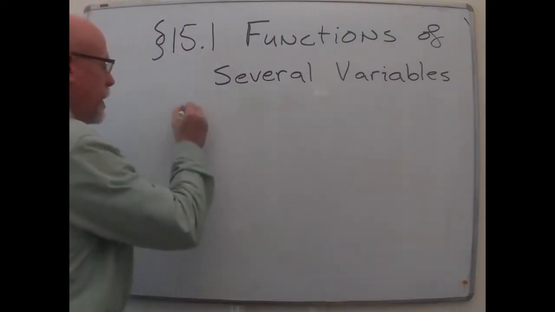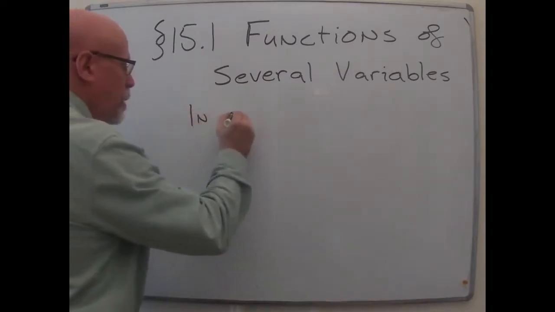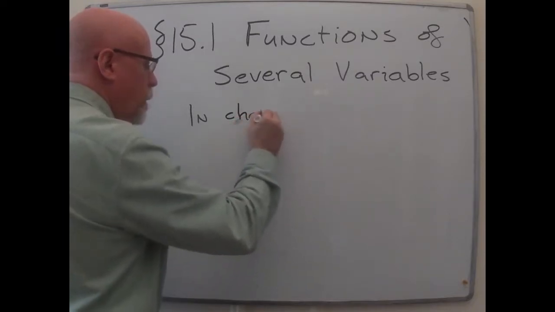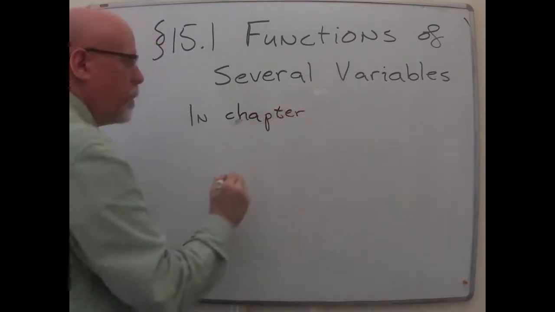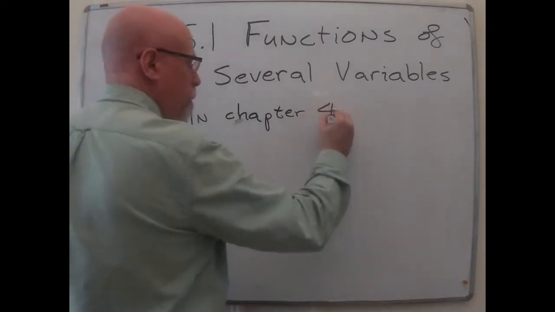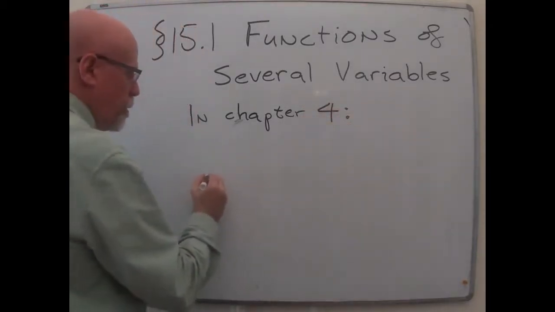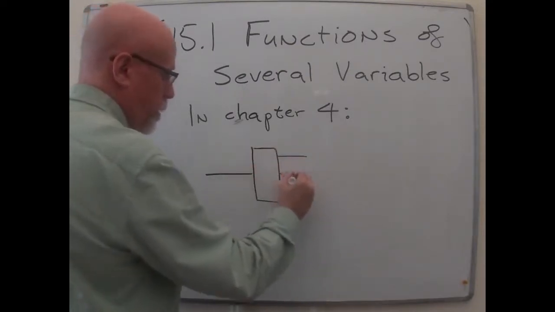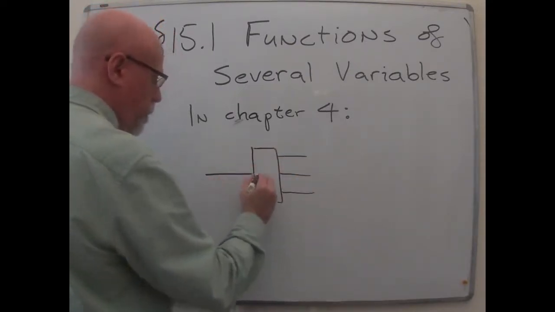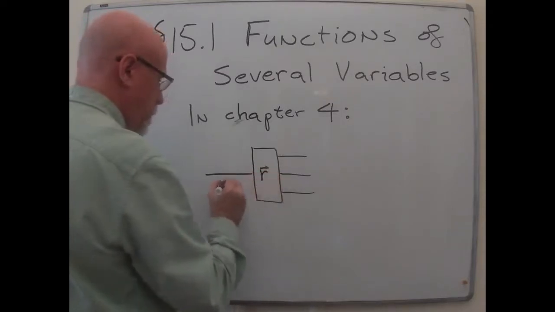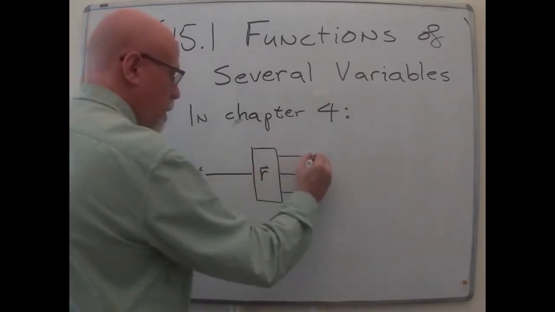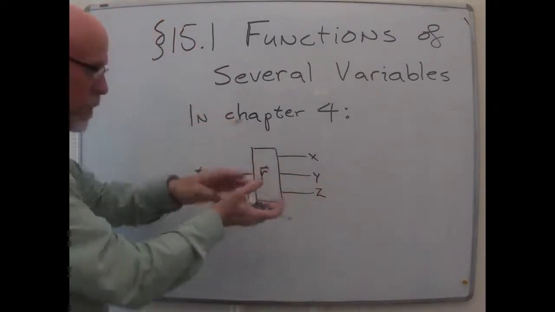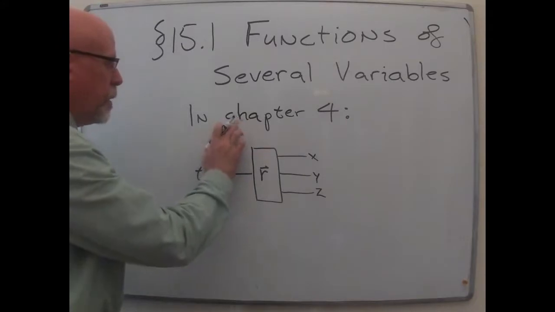I'll just point out that in chapter 4, we had functions where there was a single input and multiple outputs. So in chapter 4, the functions look like this. T comes in and a vector's worth of stuff, x, y, and z came out. That might be r of t. T is the input. I'm writing the components, x, y, and z of the output, but then later on we started thinking of that as a single entity, a vector.